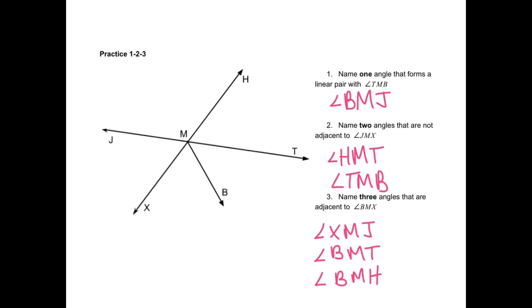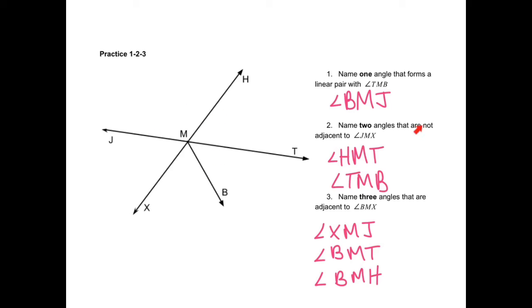Here are some answers for the practice 1, 2, 3. One angle that forms a linear pair with angle TMB. TMB is here. BMJ is one angle that forms a linear pair. Because it is TMB, there is no other line that's created, so you have to use this linear pair here. You can't go the whole way around because that's more than a line. So only one angle here.